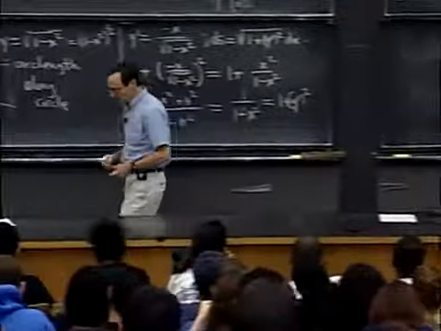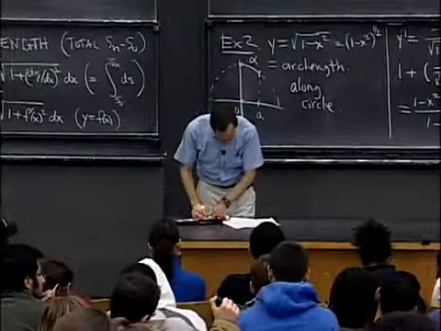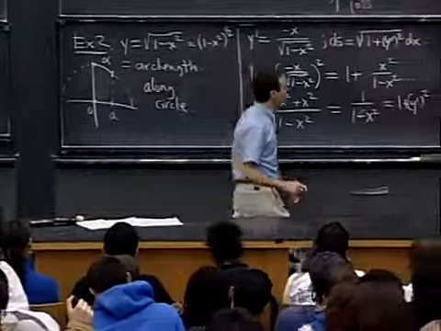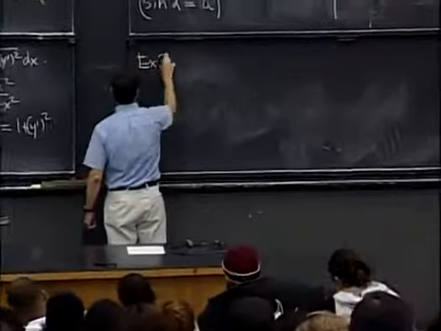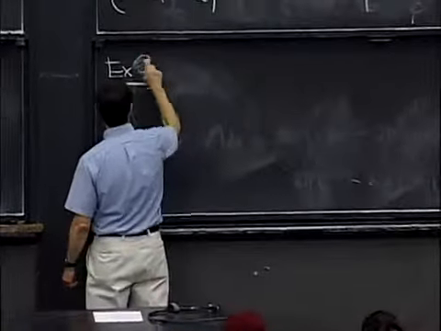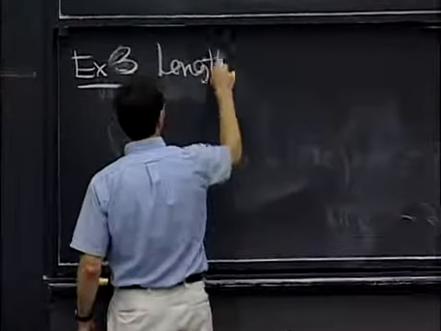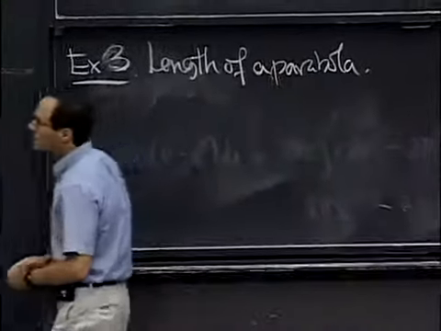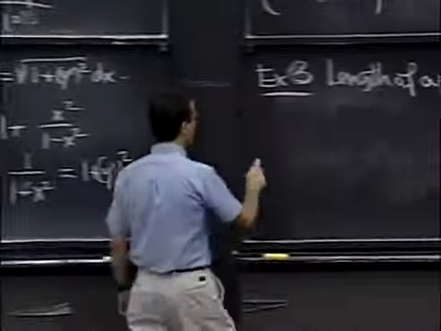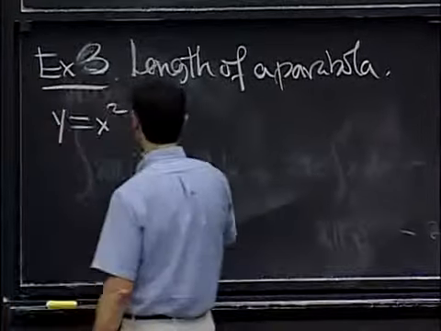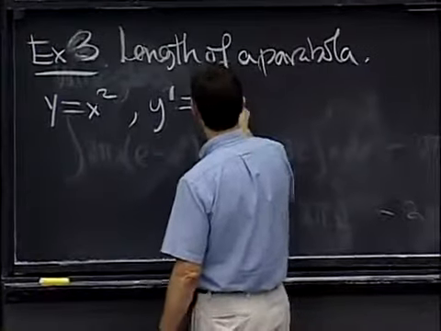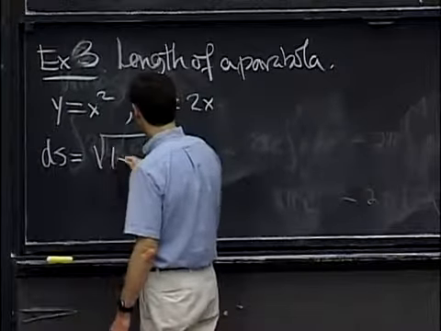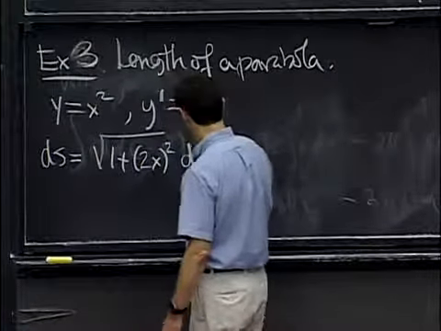All right, so those are examples that maybe you already know, and maybe we'll do one that we don't know quite as well. Let's find the length of a parabola. This is example 3. Well, that was what I was suggesting we were going to do earlier. So this is the function y equals x squared. y prime is 2x, and so ds is equal to the square root of 1 plus the quantity 2x squared dx.